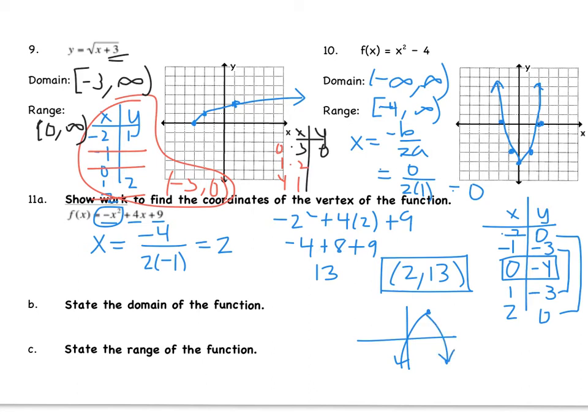Now, domain is left, right. Does the graph forever go in the left direction? Yeah. Forever in the right direction? Yeah. So your domain is negative infinity to positive infinity. Range. The graph forever goes down, so that's the negative infinity part. But it comes up, the highest point it hits is what? 13. That's the highest y value. Any questions on that one? Okay, flip the page.